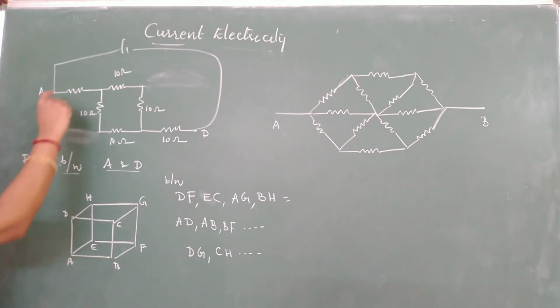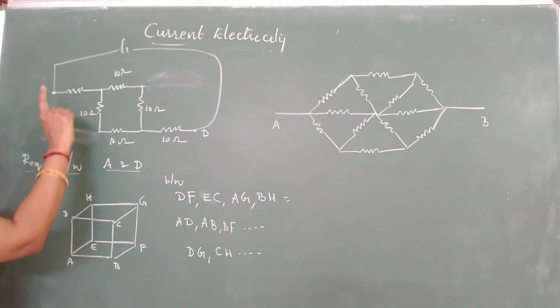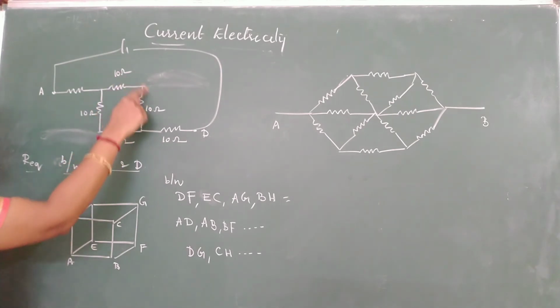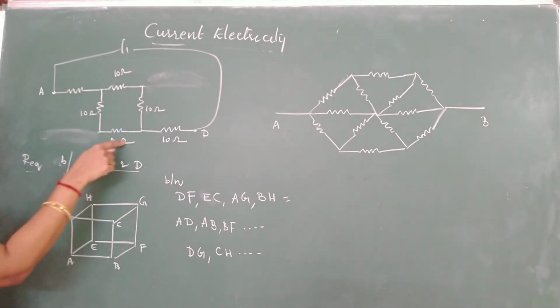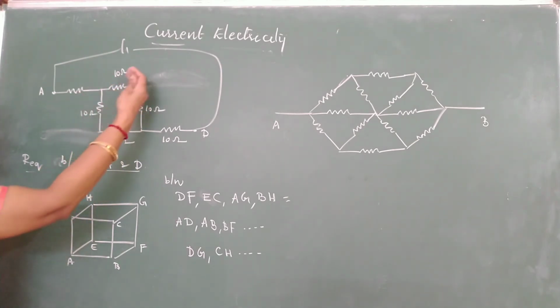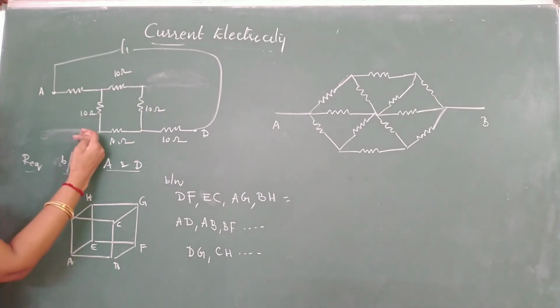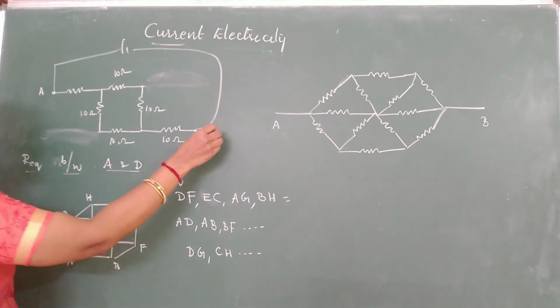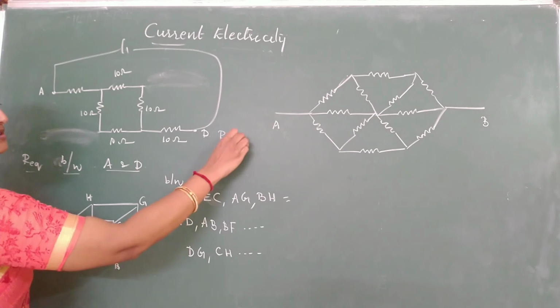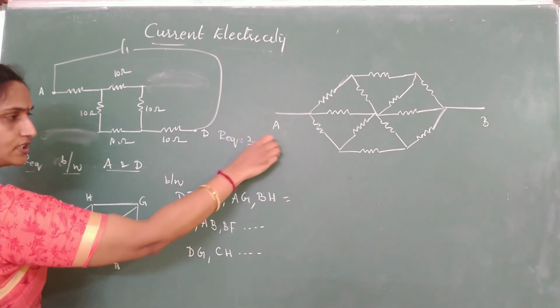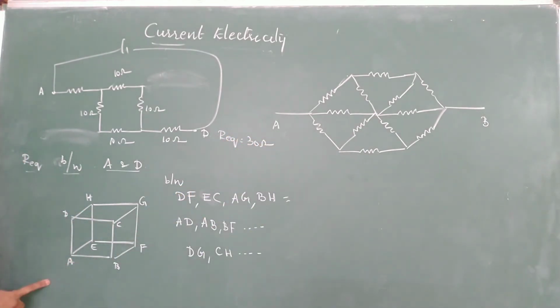Now observe the circuit, is it reduced? All are 10 ohm resistors. 10 plus 10 in series is 20, 10 plus 10 in series is 20, and 20 and 20 in parallel will become 10, and all three are in series. So what will be the equivalent resistance for this type of arrangement? 30 ohms.